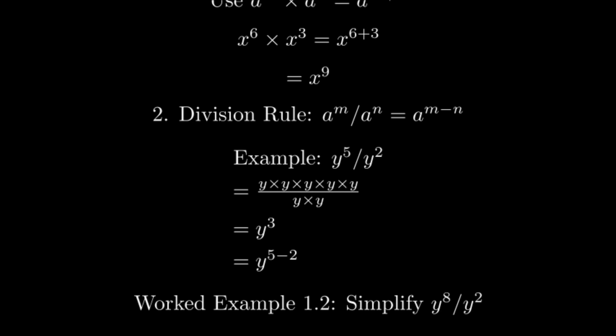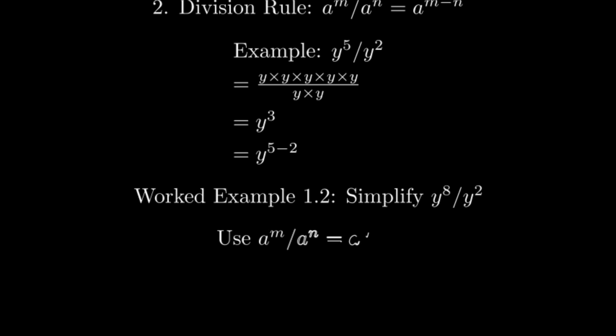Let's try this with another example. Simplify y to the 8th divided by y squared. Since we are dividing and the bases are the same, we subtract the exponents. 8 minus 2 gives us 6. The result is y to the power of 6.